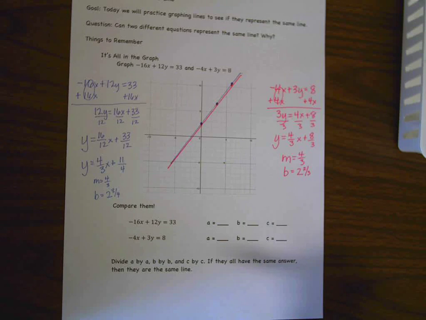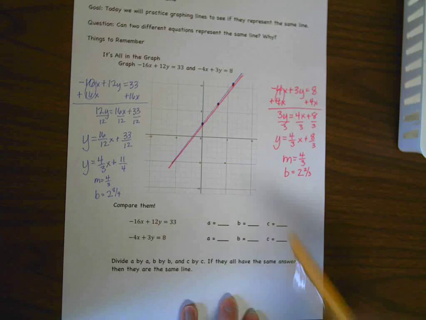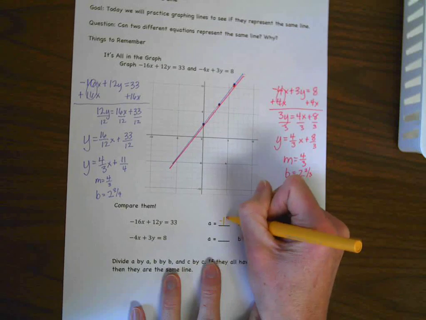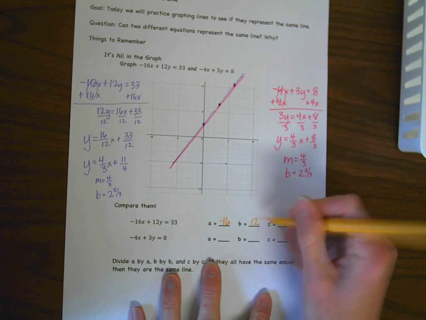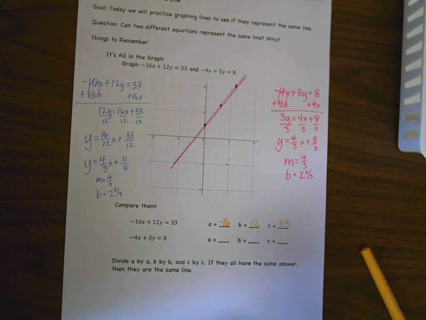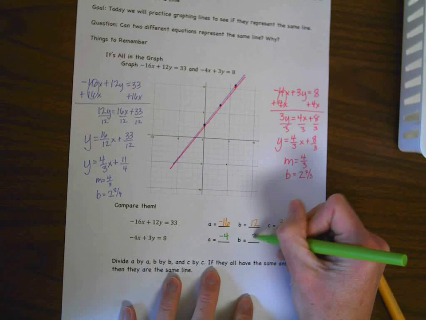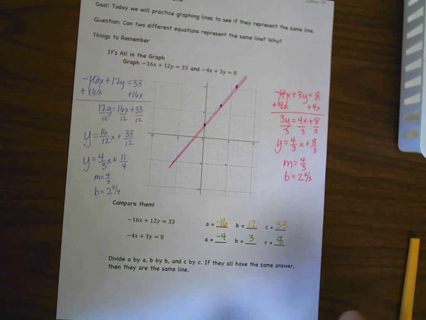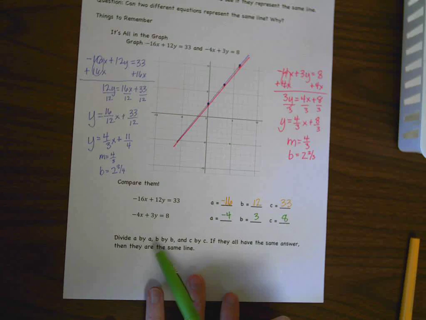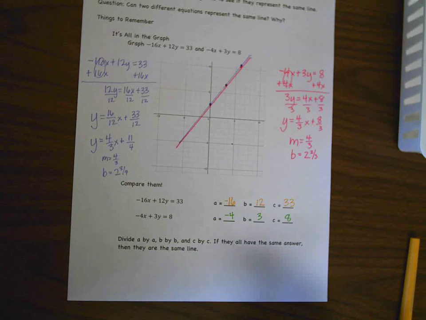What you're supposed to do is take the A value from this standard form, the B value from this standard form, and the C value from this standard form and write it down. The A value for this line is negative 16. The B value is 12, and the C value is 33. Then let's do the other line. The A value is negative 4, the B value is 3, and the C value is 8. The last step is you take A divided by A, B divided by B, and C divided by C. If they all have the same answer, then they're the same line.